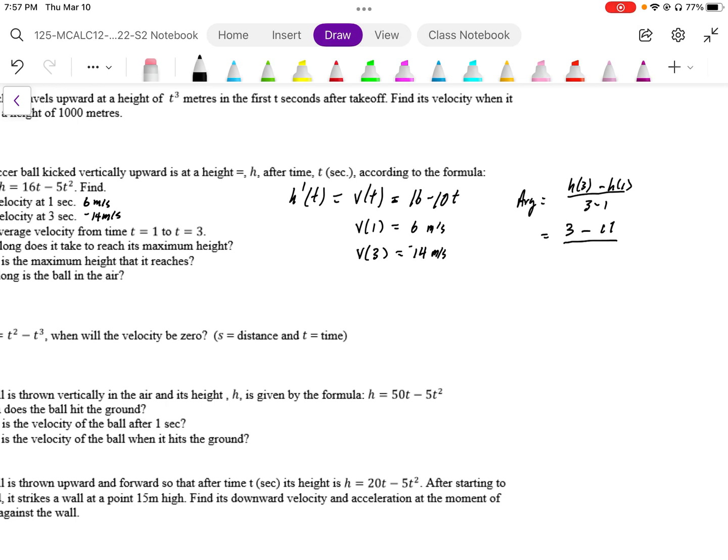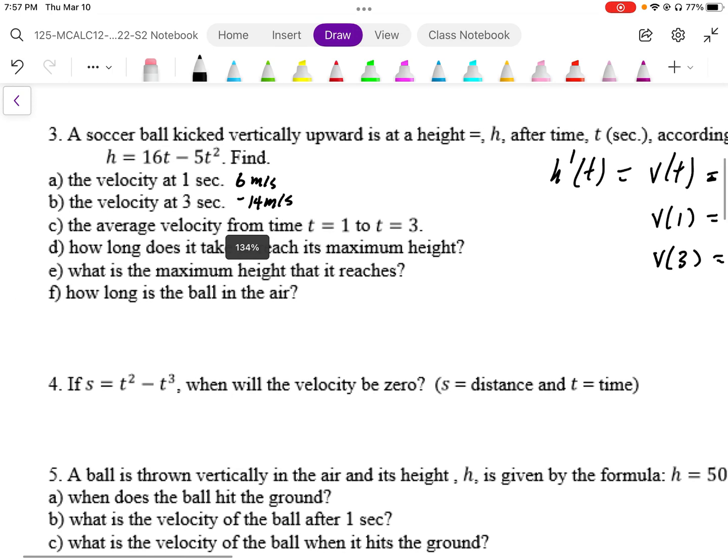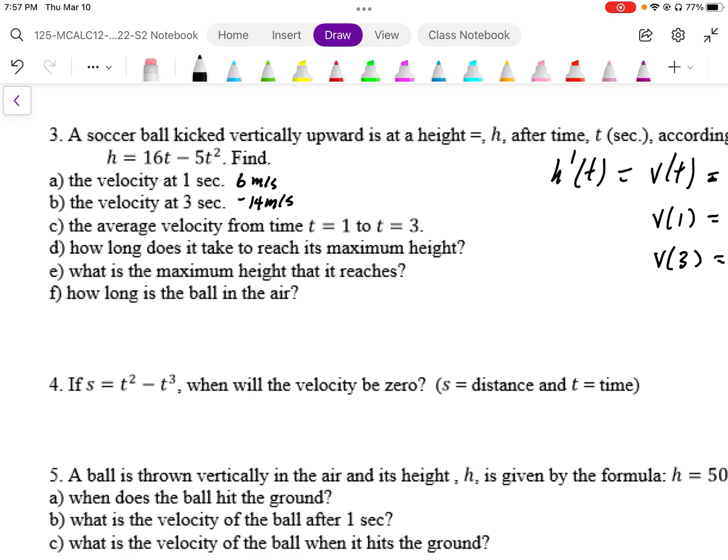So it's going to be 3 minus 11 over 2 seconds. That's negative 8 over 2, which is negative 4 meters per second. So the average velocity between t equals 1 and t equals 3 is negative 4 meters per second.